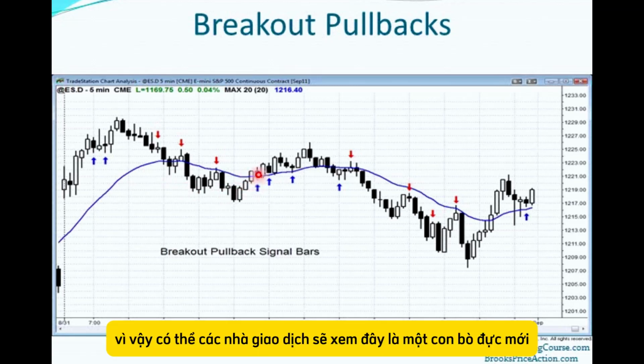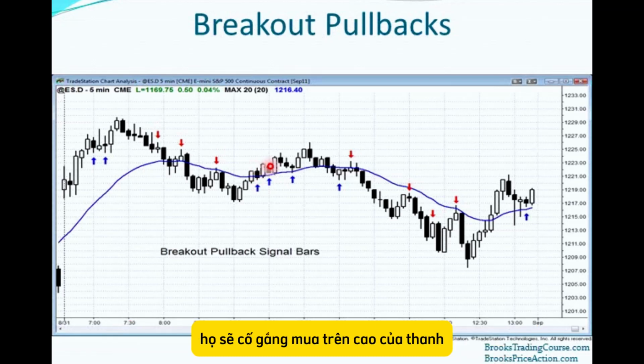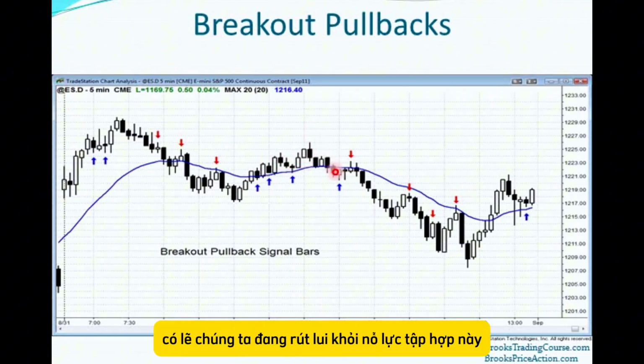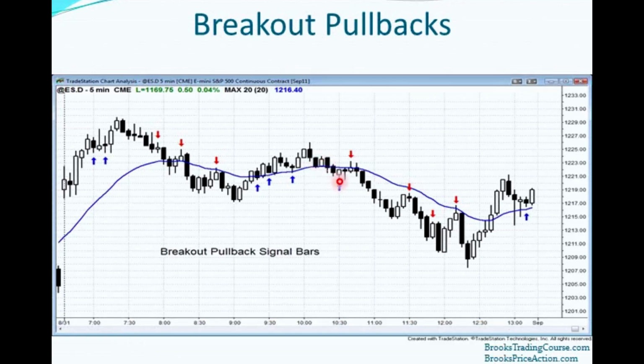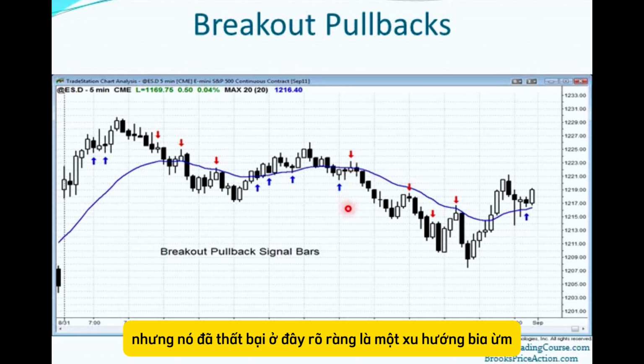So it's possible traders will view this as a new bull. They'll try to buy above the high of the bar, buy above the high of the bar, buy above the high of the bar. Here, maybe we're pulling back from this attempt to rally. They might buy above the high of this bar as well. 2 legs down, 1, and then a bull bar, and then 2. But it failed.